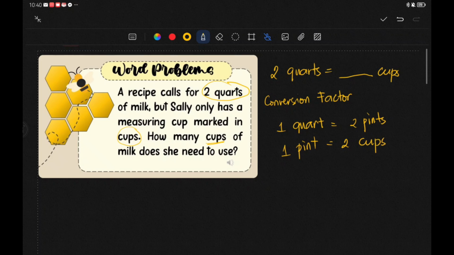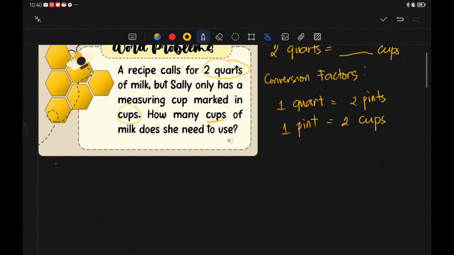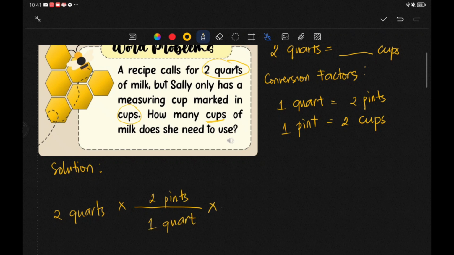So we have 2 conversion factors, and for the solution, we have 2 quarts times 2 pints over 1 quart times 2 cups over 1 pint.